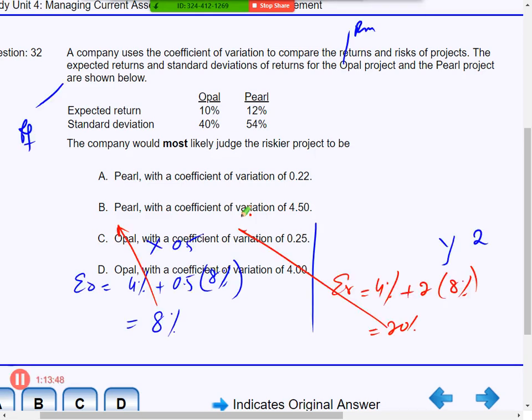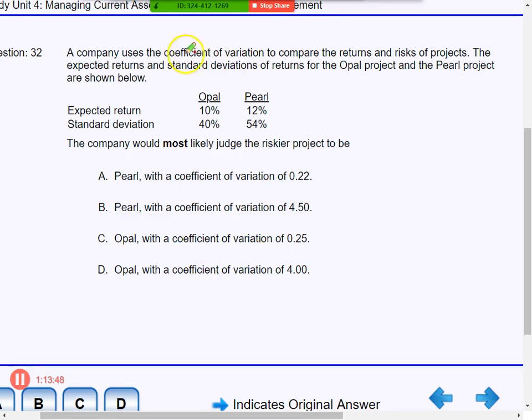A company uses the coefficient of variation. See, it has been excluded from your book and still there's a question hanging around. Coefficient of variation, I told you. Coefficient of variation, please note it down. You never know what the examiner can do. You may need to check your learning outcomes. Coefficient of variation is the standard deviation for a particular company A divided by the expected returns of that particular company A. That's what you call the coefficient of variation. It is not covariance, it's coefficient of variation.